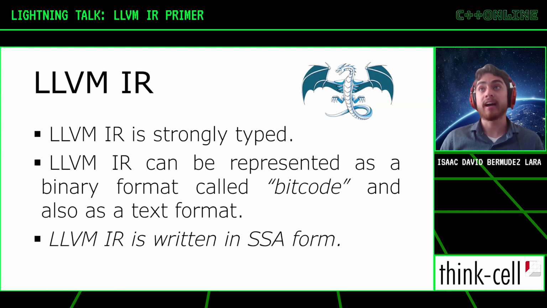It is a strongly typed system, and it also has two forms of representation. One named bitcode, which is a binary form, and also a textual form. And a very special property is that it is written in the SSA form. So it will have some implications on the way that it is programmed, in a kind of theoretical way, and it is most interesting for compiler engineers, but we will see it later.